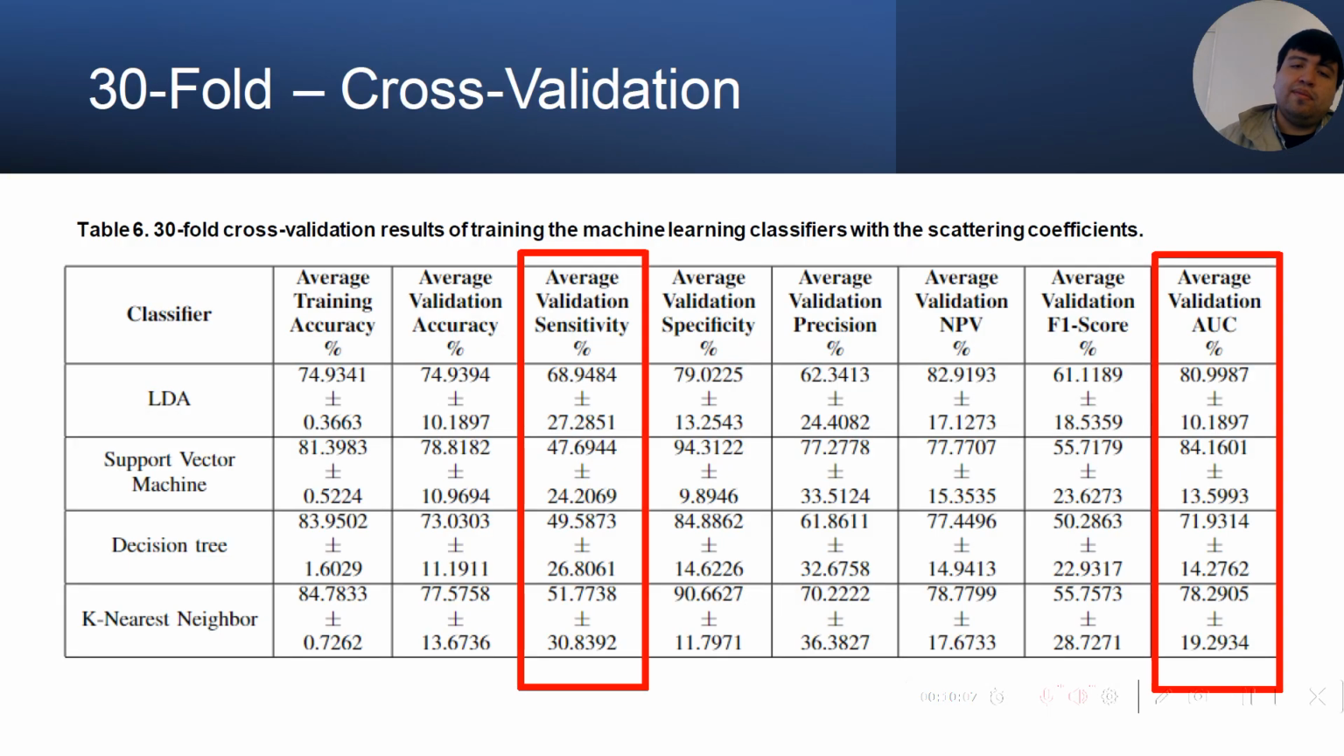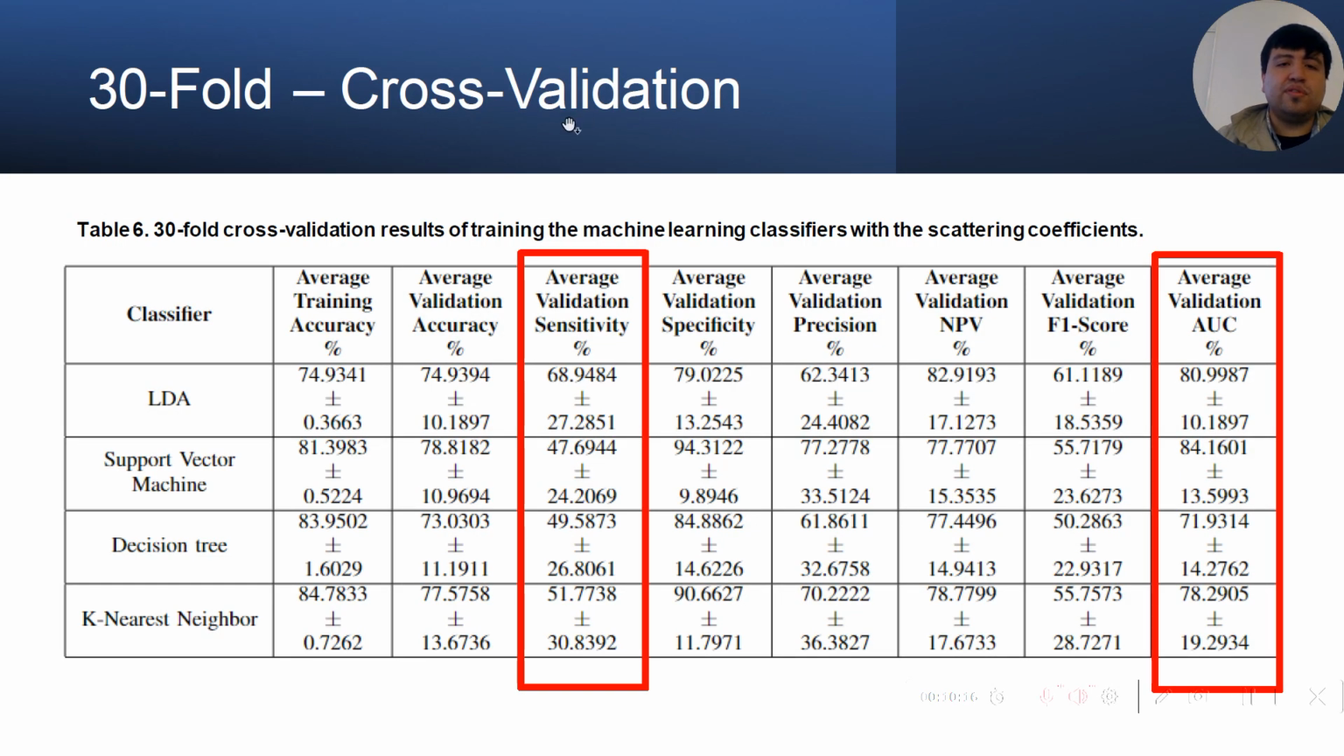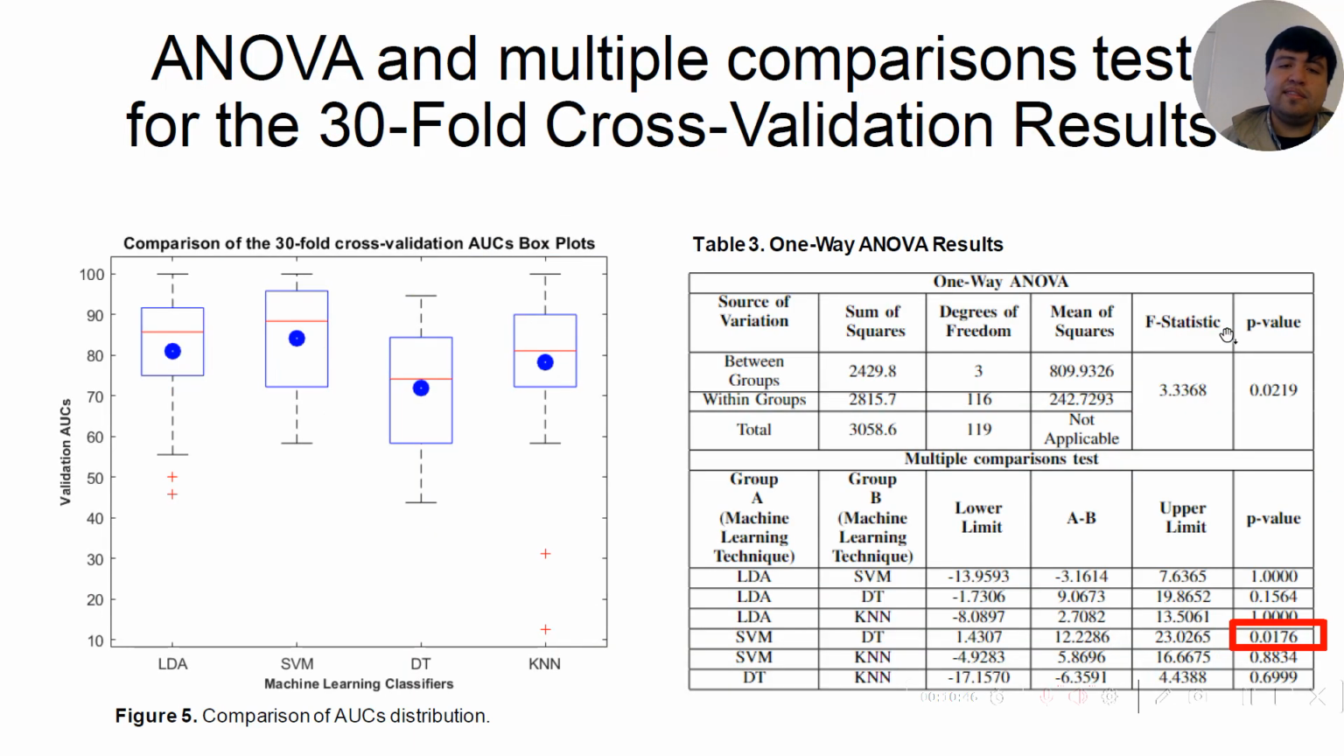Another test that we performed was to compute the AUC of the classifiers trained with the scattering transform features using a tenfold cross-validation. In this case, we observed that the average sensitivity was better for the linear discriminant analysis compared to the other classifiers. And also, as I mentioned before, we computed the average validation AUC, and we obtained the following values for each of the classifiers. And we compared the average validation AUC obtained for each of the classifiers using an ANOVA test and a multiple comparisons test.